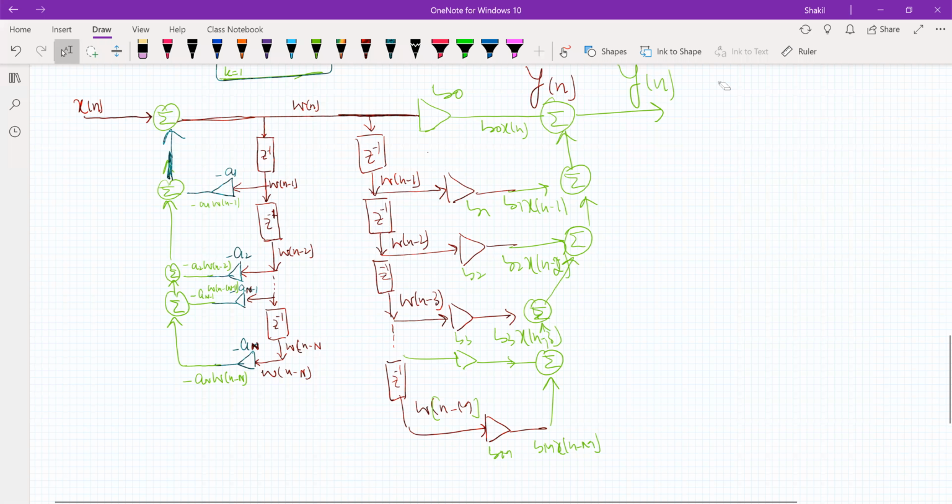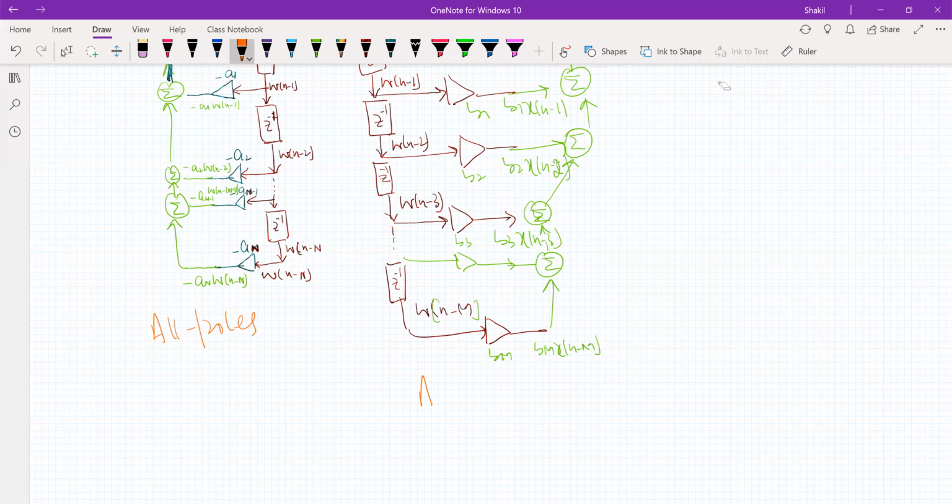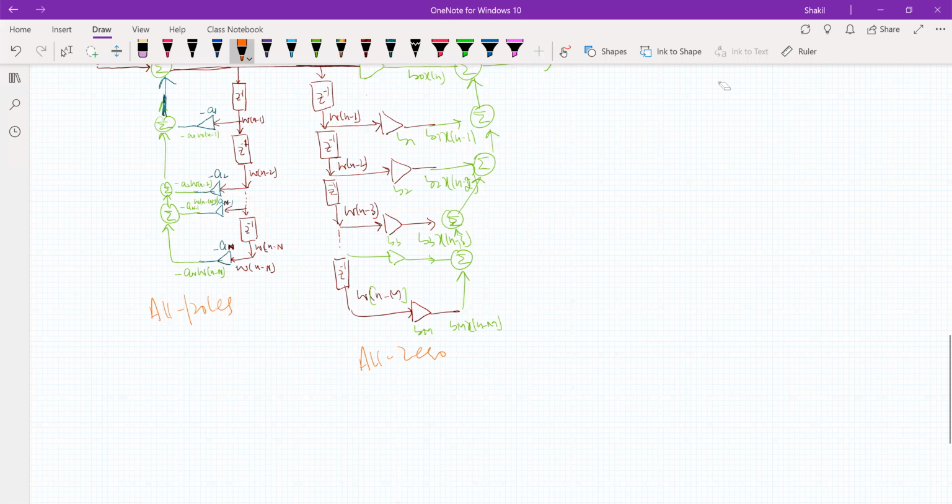So what we have done in this, here we have all poles realized on this side. Here we have all zeros. And this is referred to as direct form second structure. Now, an important advantage of direct form second structure is you can remove some of the delay elements.